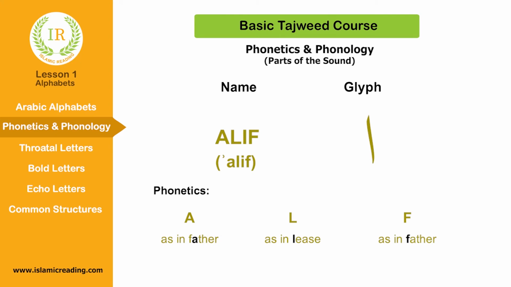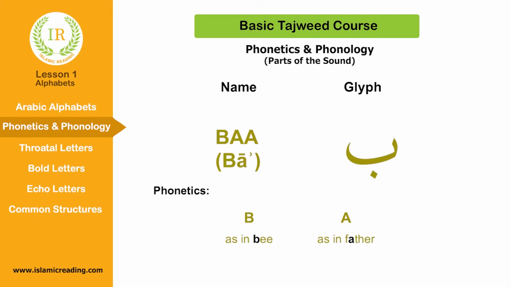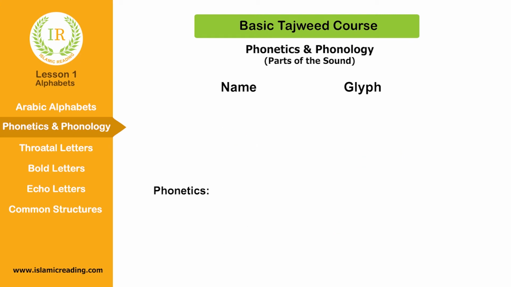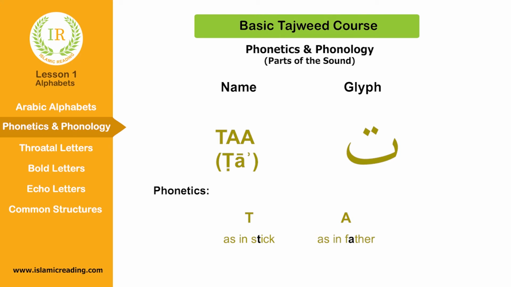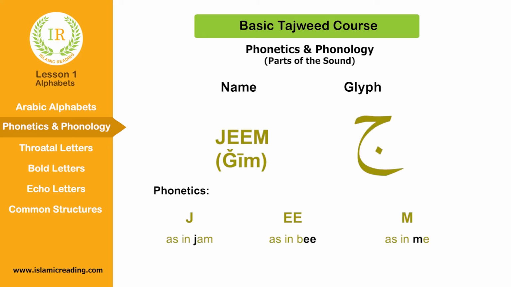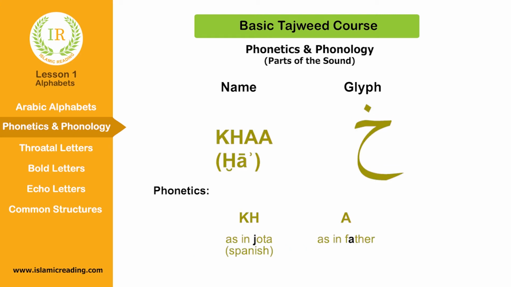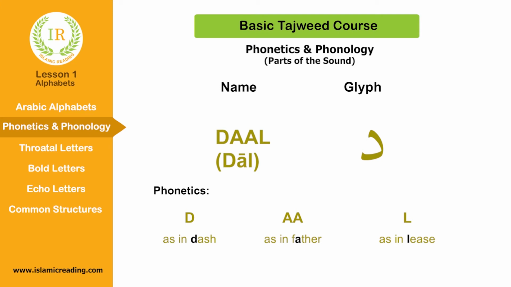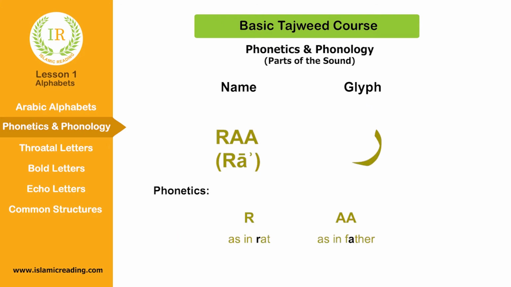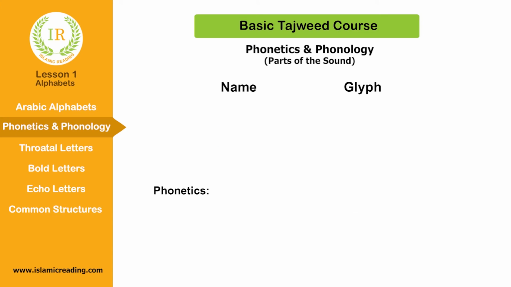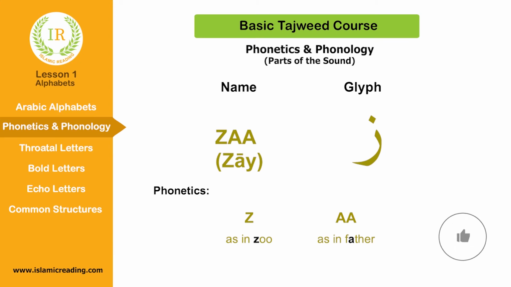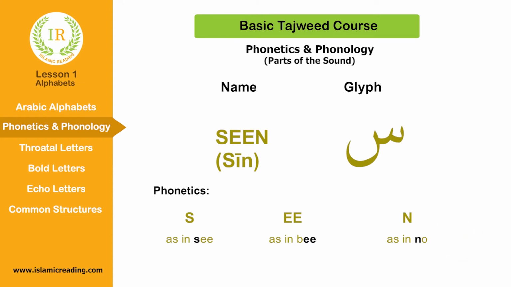Alif, phonetics are A, L, F. Ba, phonetics are B, A. Ta, phonetics are T, A. Sa, phonetics are S, A. Jim, phonetics are J, E, M. Ha, phonetics are H, A. Kha, phonetics are K, A. Dal, phonetics are D, A, L. Zal, phonetics are Z, A, L. Ra, phonetics are R, O. Za, phonetics are Z, A. Sin, phonetics are S, E, N.